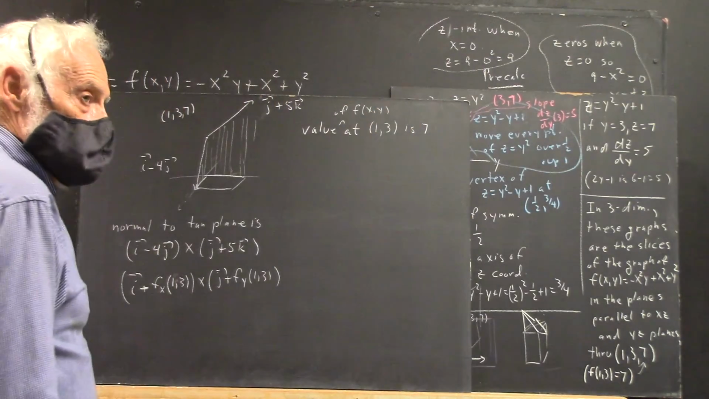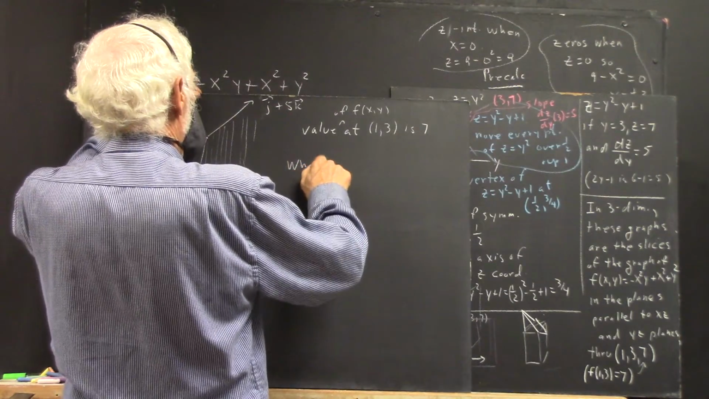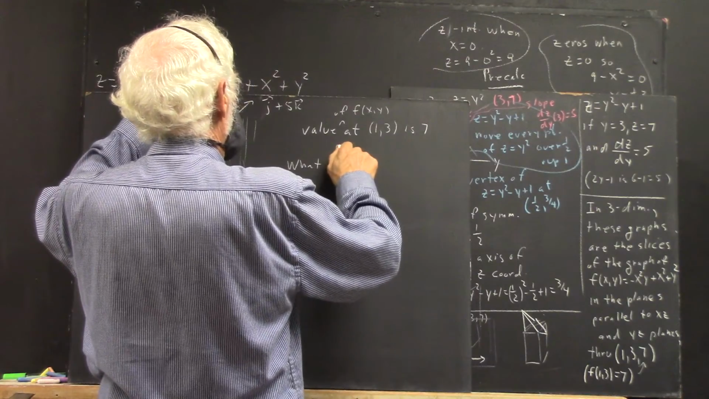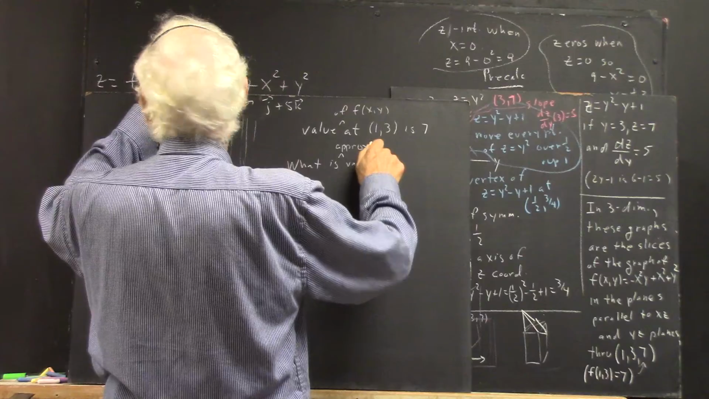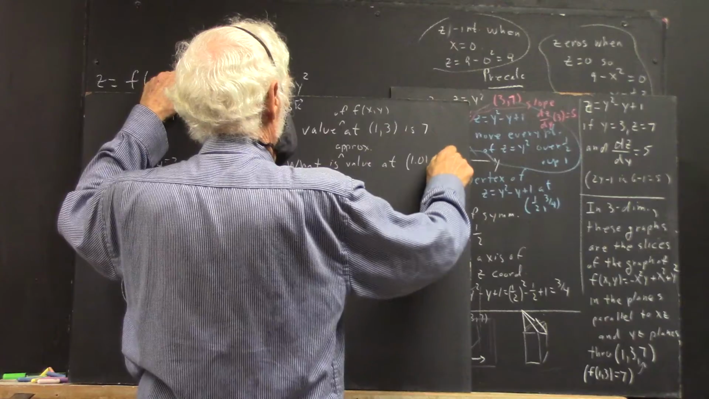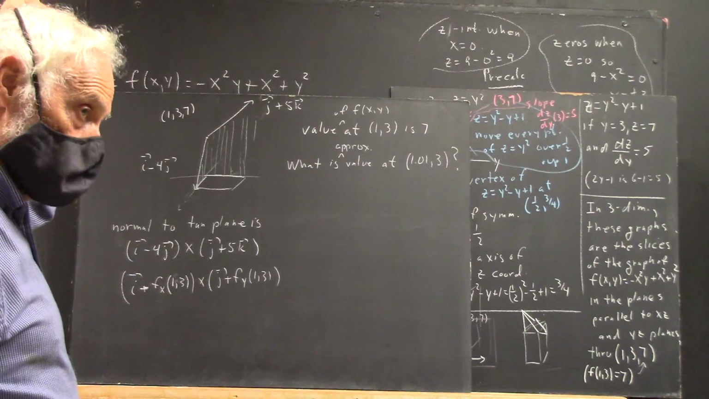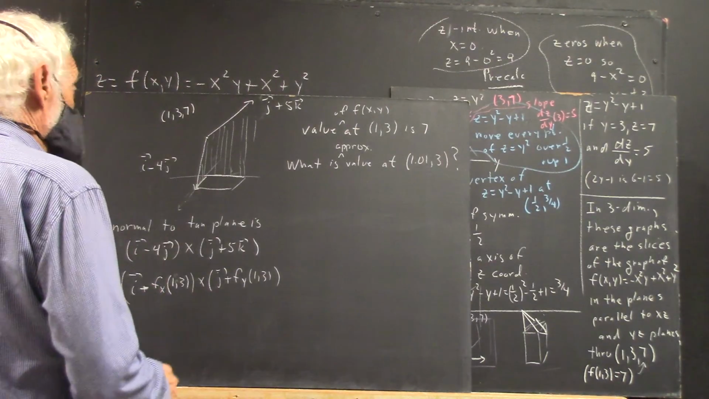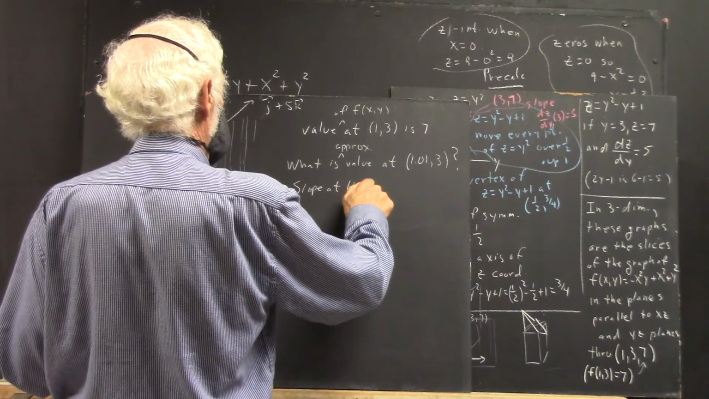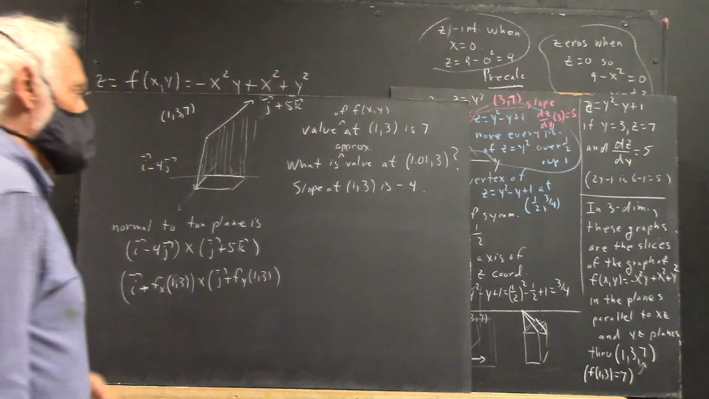The value of f of x, y at 1, 3 is 7. What is the approximate value at 1.01, 3? Well, the slope at 1, 3 is negative 4, isn't it?